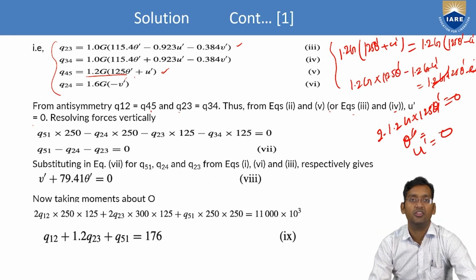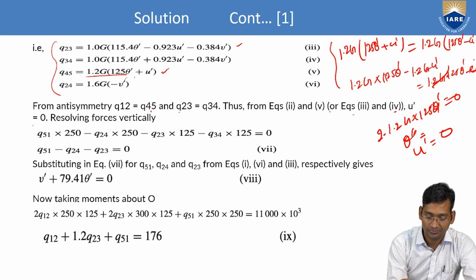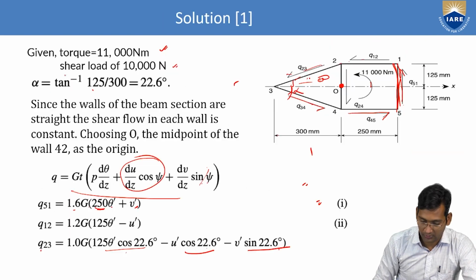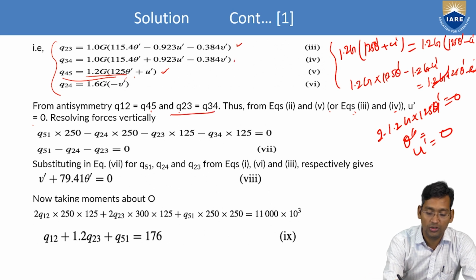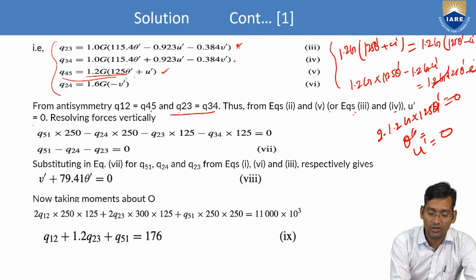Now we got the u dash value from equations 3 and 1, that is Q12 and Q45. Now what we can say is Q23 and Q34 are equal. Both are equal. So now next is Q51.